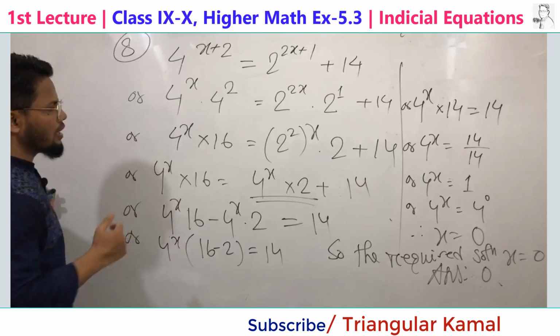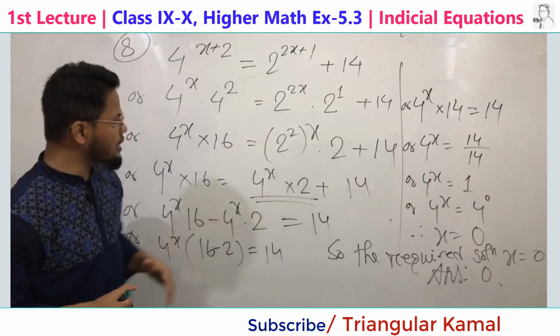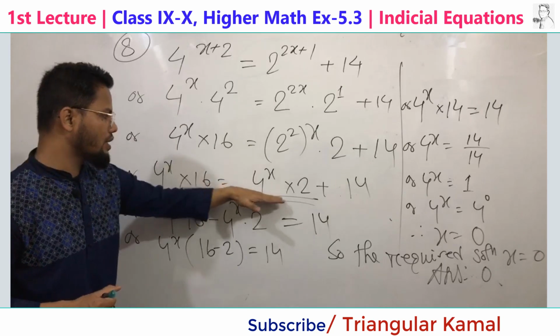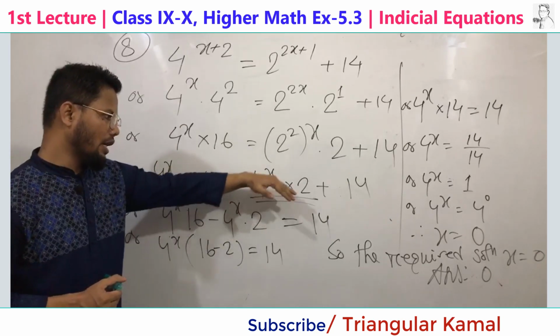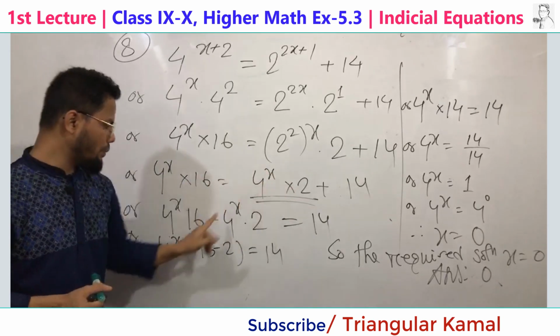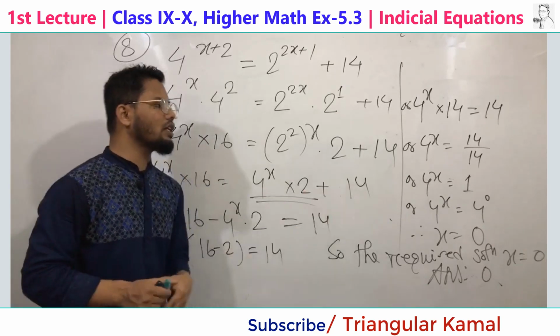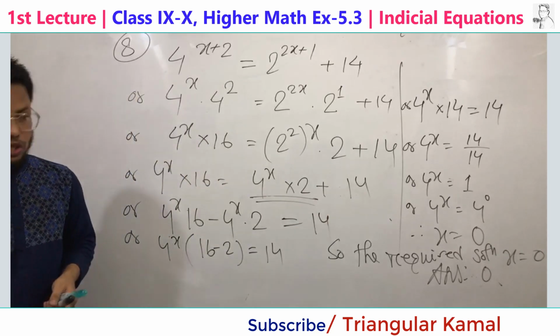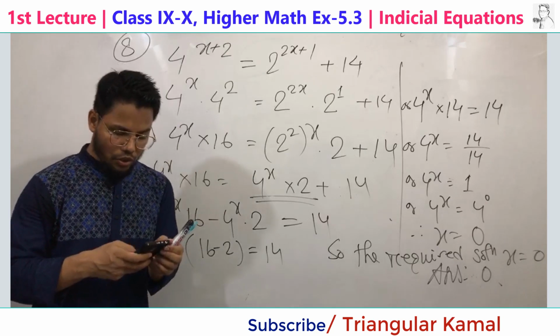So similarly, doing the simple calculation, the left side and right side both are 4 to the power x, and changing this one right to left and taking the common and doing the simple calculation, finally you will get the result x equals to 0. So if you have any question, please do comments.